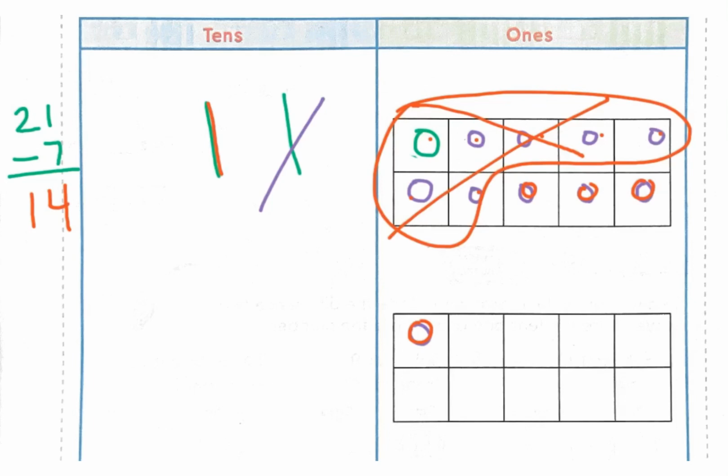There are many ways that you can do this, as long as you remember that when you borrow, or when you go next door and get 10 more, the value of 21 does not change. You're just changing the way you see it.